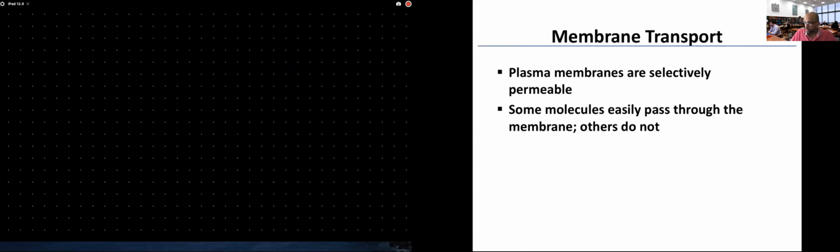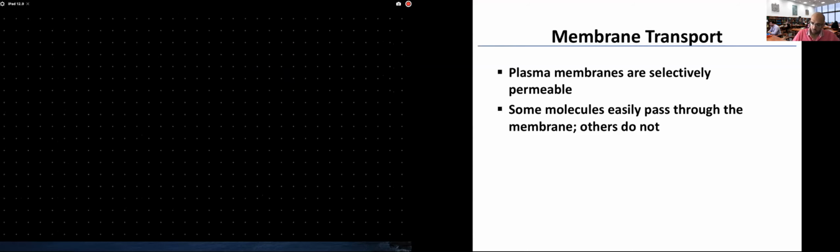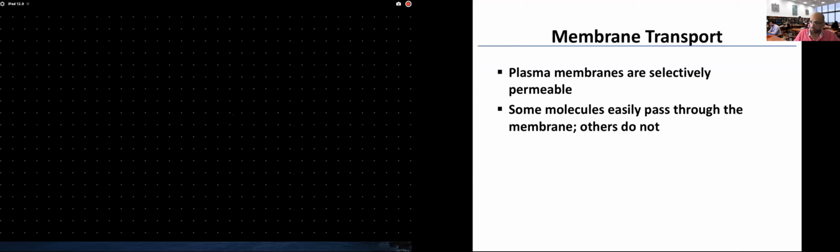We are starting our discussion of membrane transport, different types of membrane transport. First, a general concept that we need to agree on.